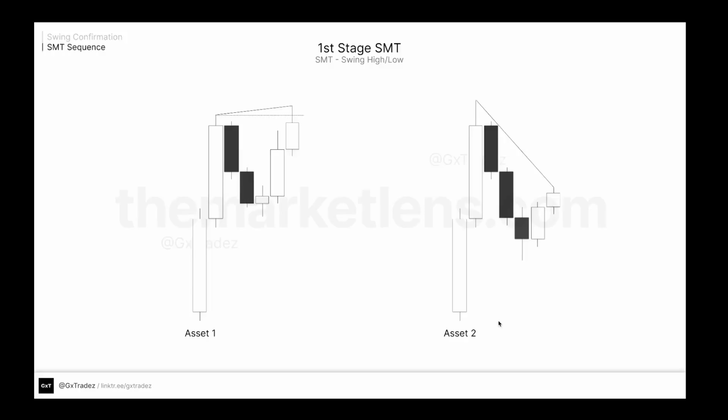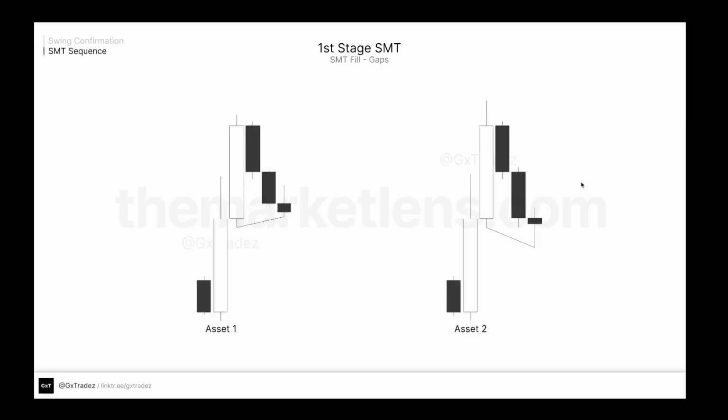So now we're going to get into SMT sequences. How to spot your first stage SMT, and what you're going to be using it with. The first thing that you can use your SMT with is key levels, so in this case, obviously highs and lows. This is just when you have your first stage SMT with a high or a low. Your next stage SMT is going to be with a fair value gap. So these are just the key levels.